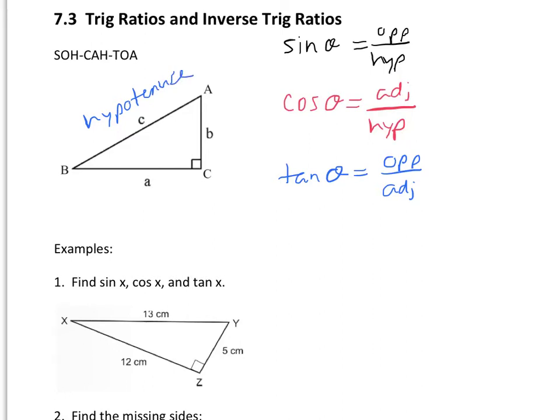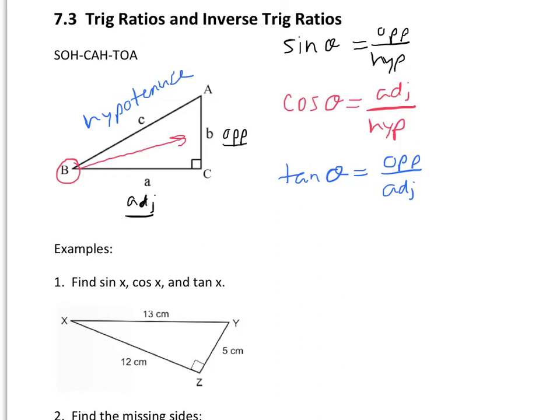Okay, so the question is now, what is A and what is B? Which one is adjacent, which one's opposite? And that depends on where you're looking from. So if you're looking from angle B, then if you looked across the triangle, B would be considered opposite that angle, and A would be considered adjacent.